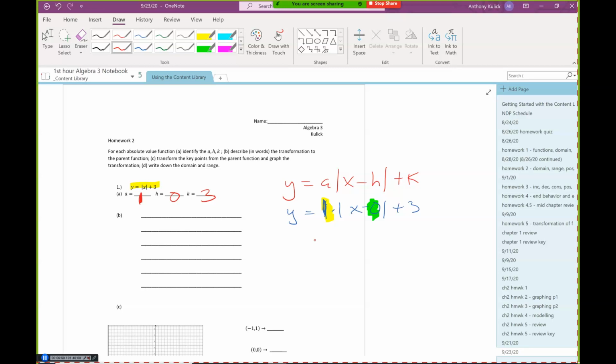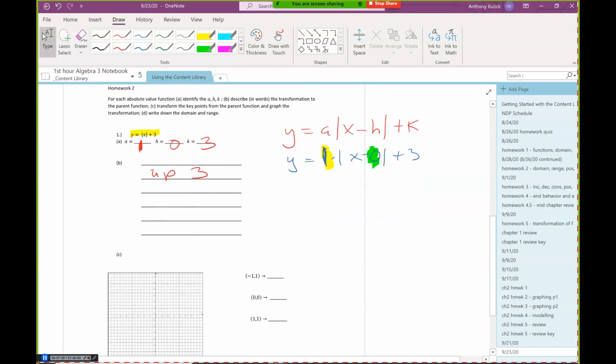Okay with that? So far, so good? The H describes a translation left or right, but since the H is 0, we're not translating any units in any direction, so you don't have to write anything down there. The K is positive. The K describes translations up and down. Since it's positive, it's just going to be translated up 3 units. So you could write up 3 is fine, or up 3 units, or translated up 3 units. Any of those similar to that is fine.